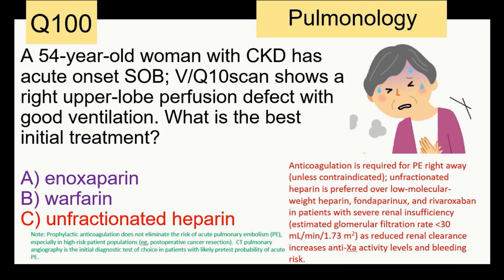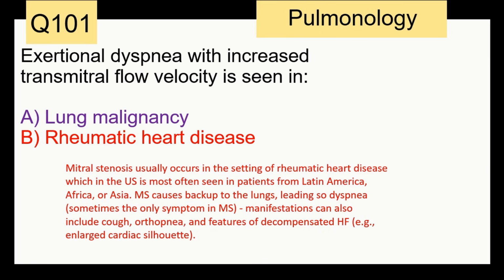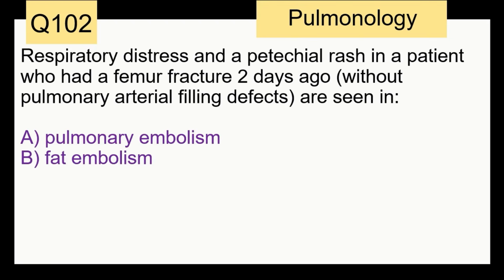Now, just a note over here, I wrote in green that prophylactic anticoagulation does not eliminate the risk of acute pulmonary embolism, especially in high-risk patient populations. And CT pulmonary angiography is the initial diagnostic test of choice in patients with a likely pretest probability of acute pulmonary embolism. 101. Exertional dyspnea with increased transmitral flow velocity is seen in rheumatic heart disease. That's what we see in mitral stenosis in rheumatic heart disease, leading to this exertional dyspnea.